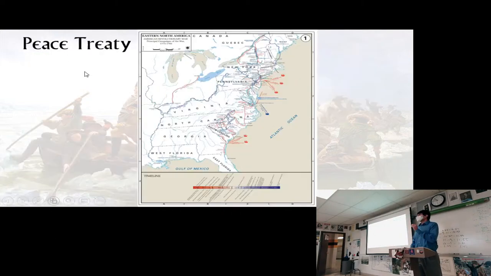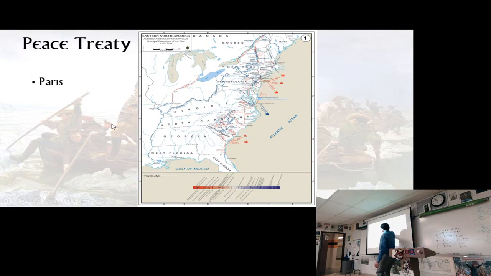Well, the peace treaty is going to be negotiated, and it's going to be in Paris. They're still fighting on the frontier. Remember, George Rogers Clark is here. But the only British forces left in their former colonies are in New York. The Continental Congress is in Philadelphia.